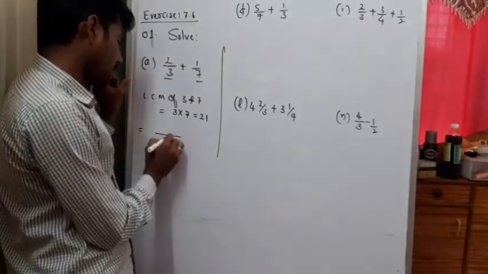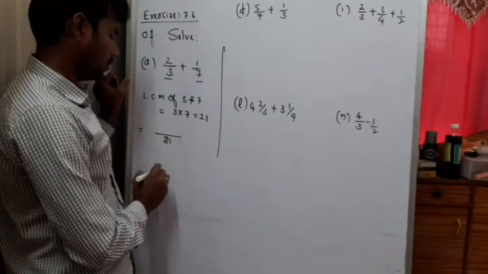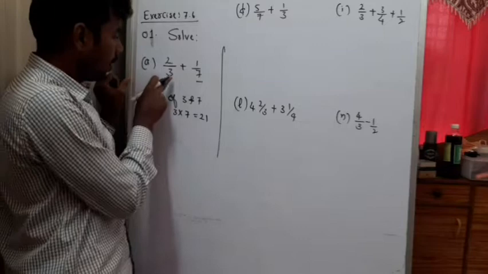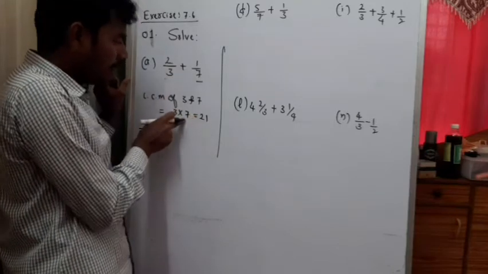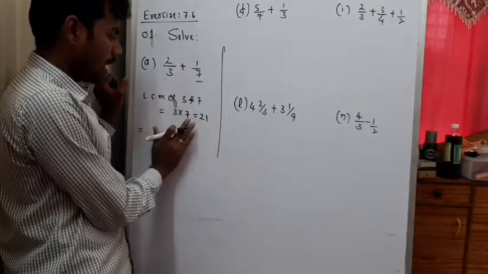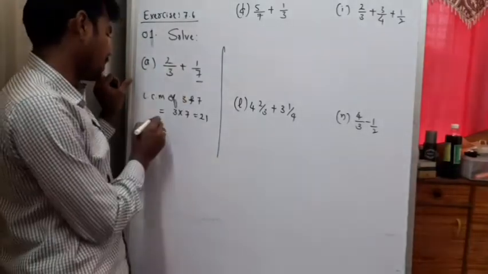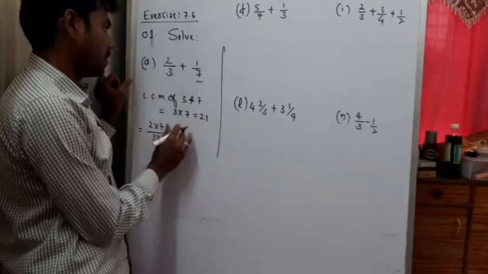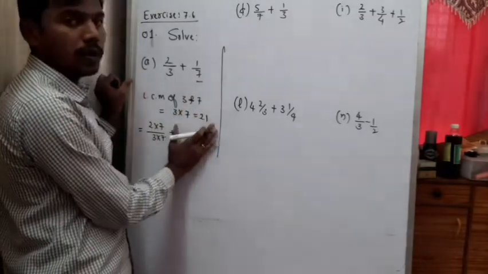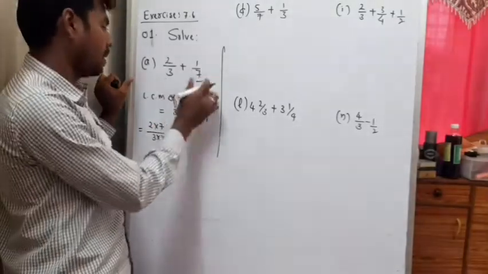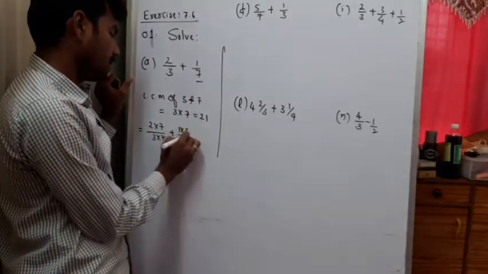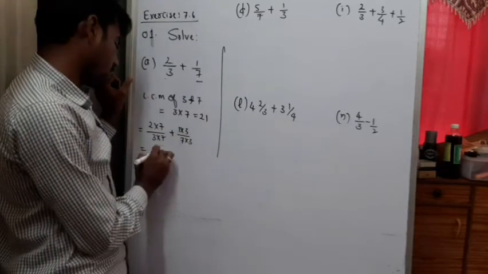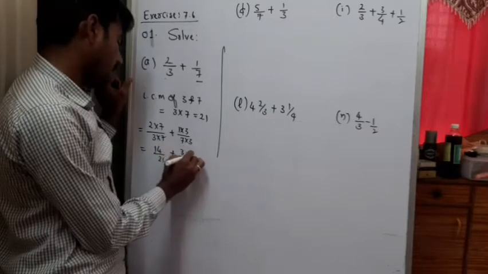Since 21 is the LCM, to make 3 into 21, I need to multiply the numerator and denominator by 7. That is 2 into 7 divided by 3 into 7, plus 1 by 7. To make 7 into 21, I need to multiply by 3. So 1 into 3, 7 into 3. Next, 2 sevens are 14 plus 3 by 21.